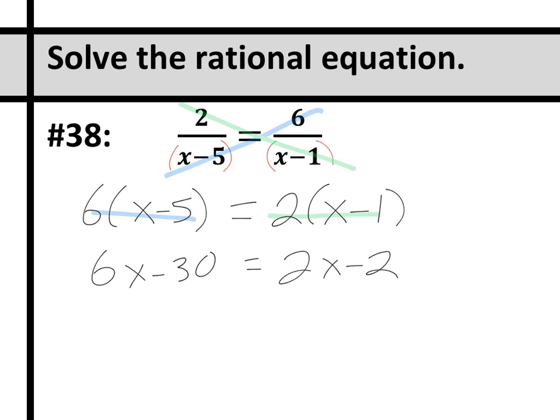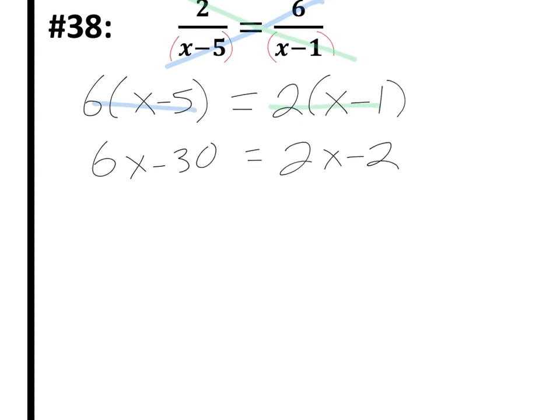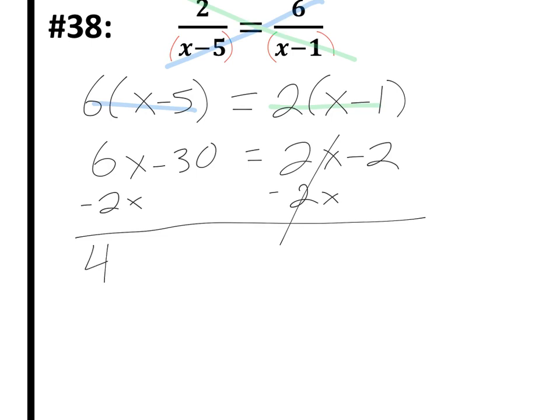And then this becomes a multi-step equation because we have x's on both sides of the equals. So you're not allowed to just combine like terms because the x's are on the two different sides. So we have to choose. We can subtract 2x from both sides or 6x from both sides. I usually pick the smaller option, so I subtracted 2x from both sides.